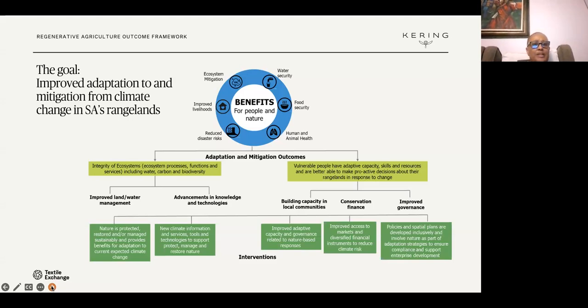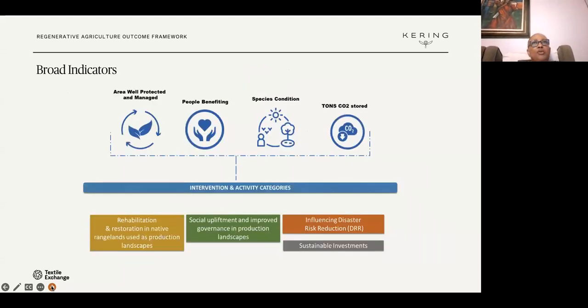Next slide, please. So our broad indicators as Conservation South Africa, the ones that we measure and that feed into our MERL dashboard, which is monitoring and evaluation, research and learning, speak to areas well protected and managed, people benefiting, species condition, and of course, tons of carbon dioxide stored. Next slide.